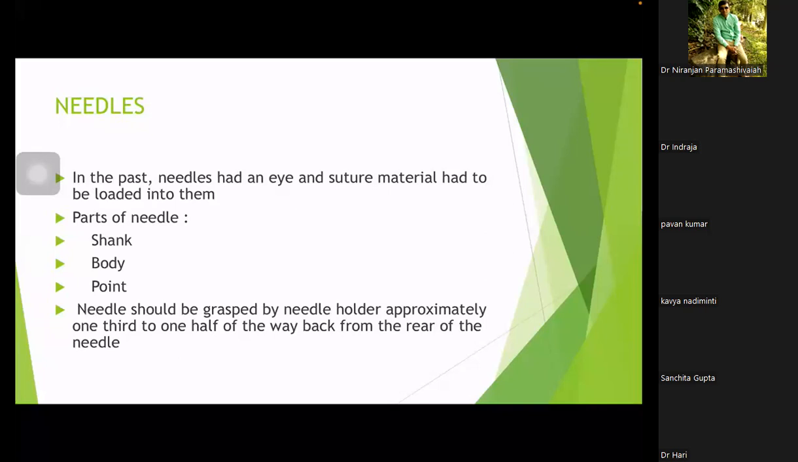But never the VICRYL suture, that is polyglactin. So the closure of the abdomen has come. The gynecologists used to use CATGUT, and then they moved to VICRYL, which is polyglactin.